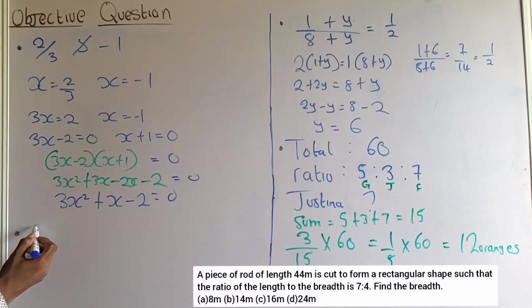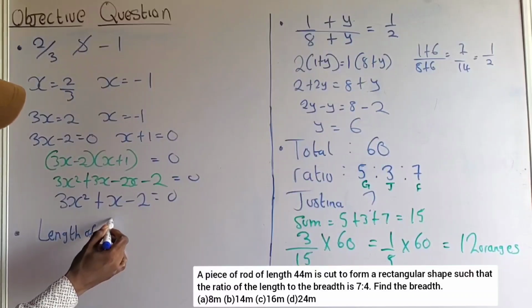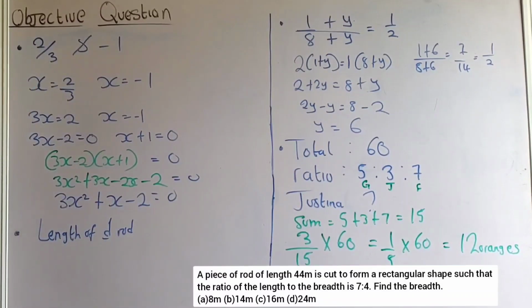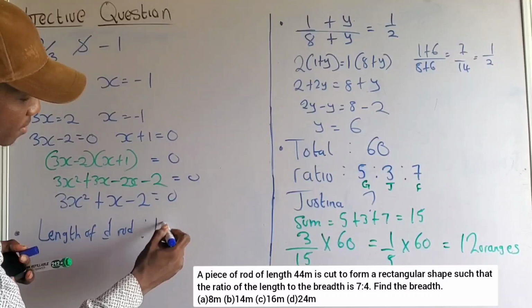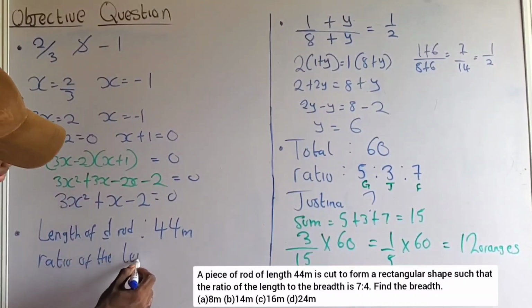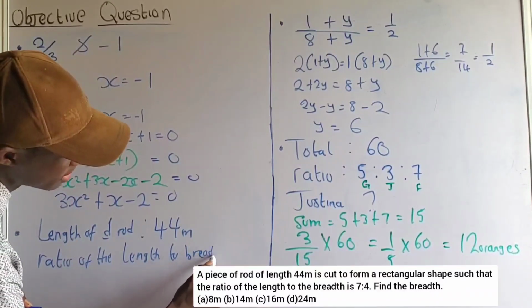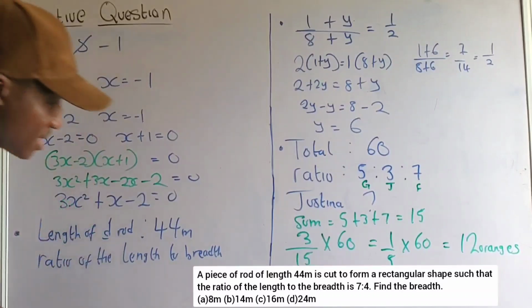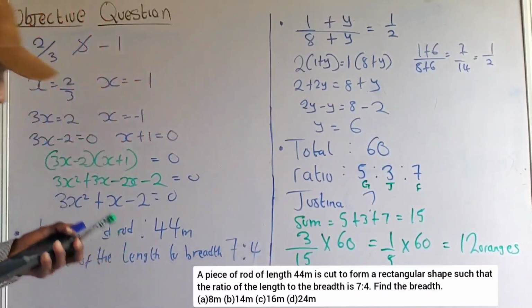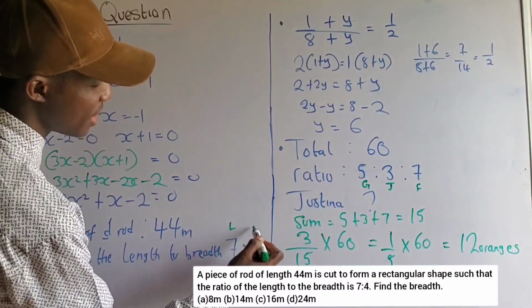So the length of the rod is what? 44 meters. Now the ratio of the length to the breadth, as given in the question, is what? 7:4, right? Yes. 7:4. That means that if the length is 7, the breadth will be 4.